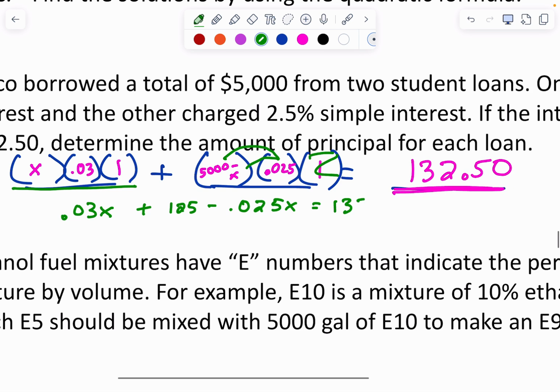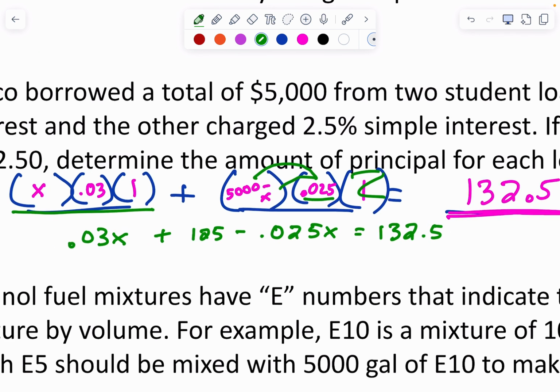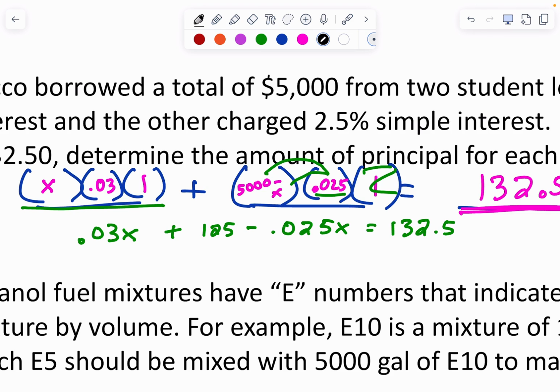Did you take 0.025 times 5,000? Okay. All right. Now what shall we do? Minus 1.5. I'm going to do this guy right here. If we combine 0.03x and 0.025x, 0.055. No, 0.005. I lied. 0.005x. And then I'm going to kick the 125 to the other side.